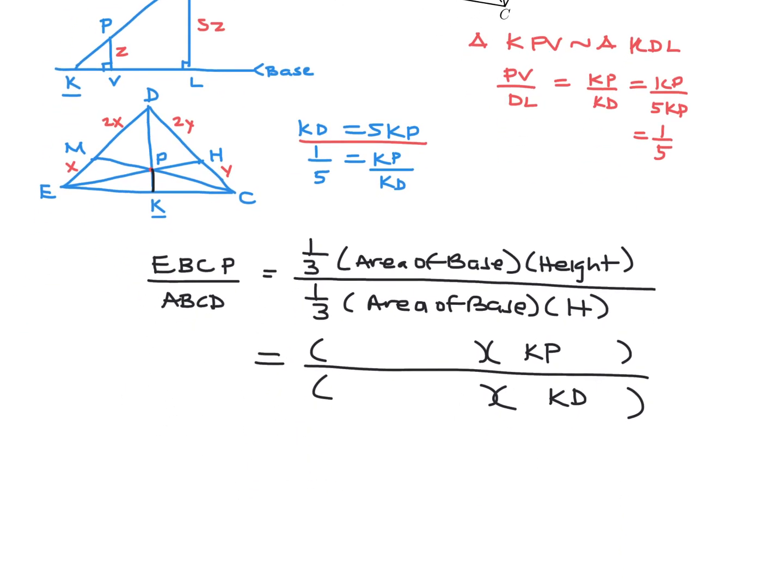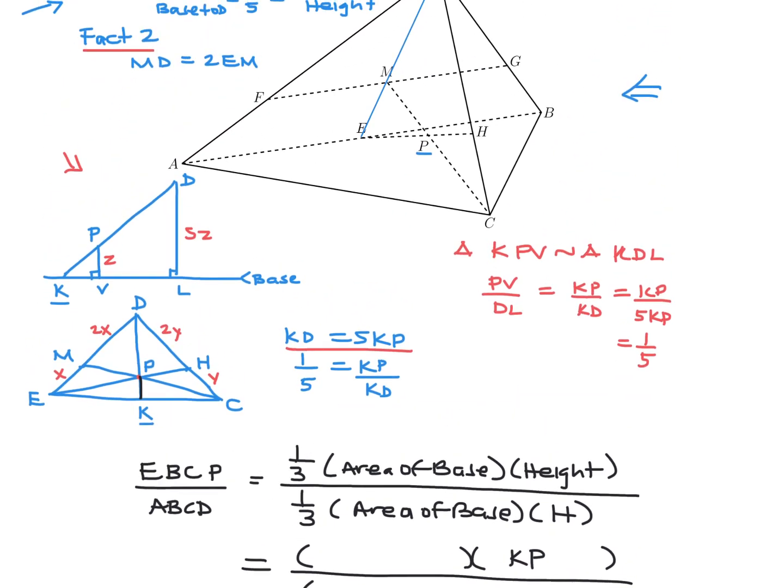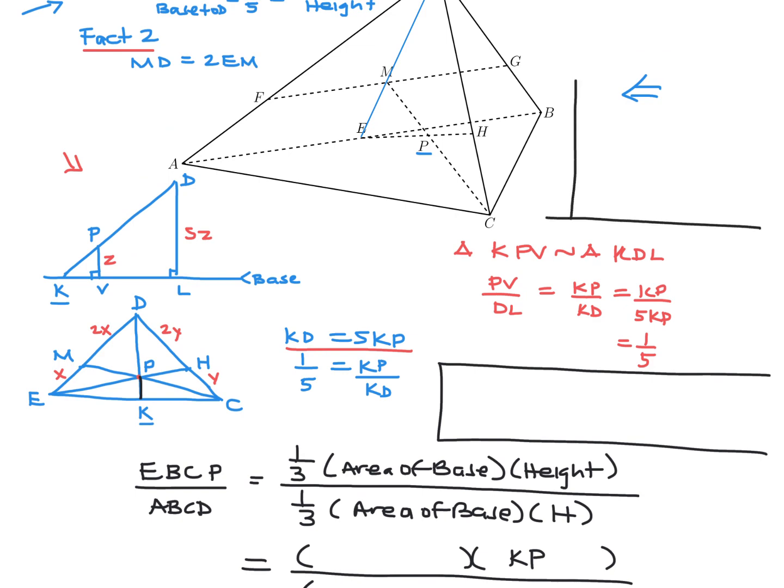And then the area of the base, well, the base for EBCP, let's see where I can draw it. I don't want to mess up the diagrams here. Let's just draw it here, actually. I think I should be able to draw it there. So the base for the big guy, ABCD, that base is ABC, right? ABC.